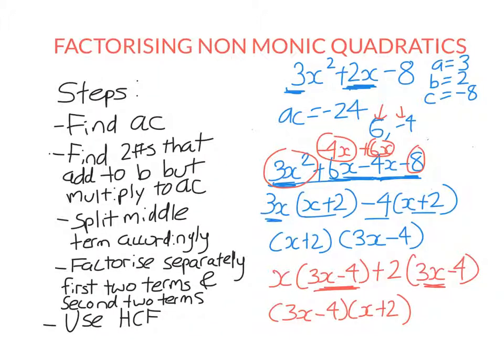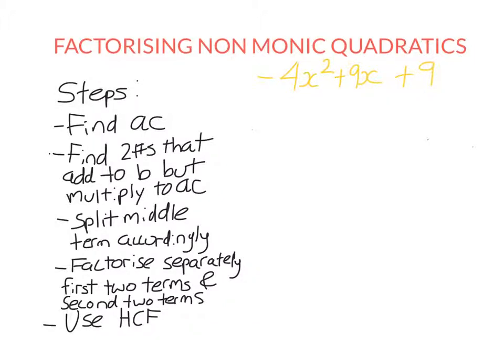Let's do one more example. So let's have a go at this equation here. This time, a is negative. A is negative 4, b is 9, and c is also 9. We're not going to do it any differently. So ac is negative 4 times 9, which is negative 36. We now need to find two factors of negative 36 that add to 9. So 36 and 1 won't work. 18 and 2 won't work. 12 and 3, well, yeah, they differ by 9. Let's see how we can make them work.